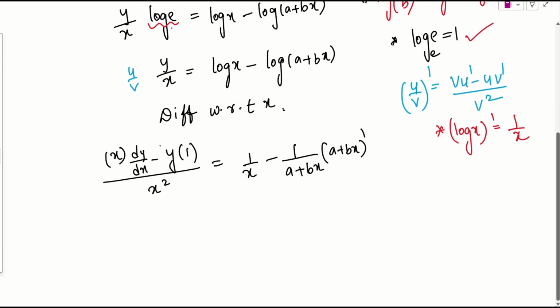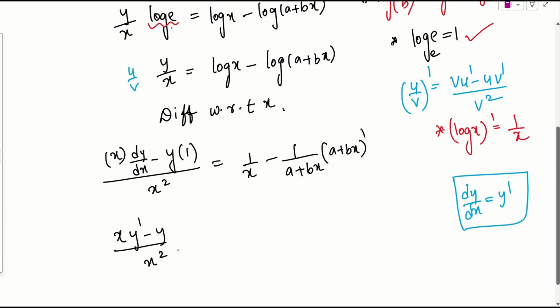See, instead of dy by dx, I will suggest you try to write it as y dash. We know that dy by dx is nothing but y dash. These are the notations. So now let us continue. x into y dash minus y by x square is equal to 1 by x minus 1 by a plus bx, and a derivative will be 0, b into x derivative will be 1. Is it okay? Yes. So what we will be having here, this is what we have, right?